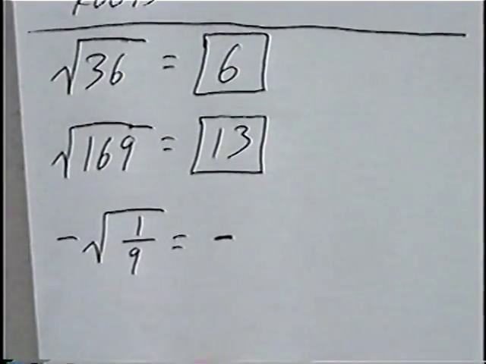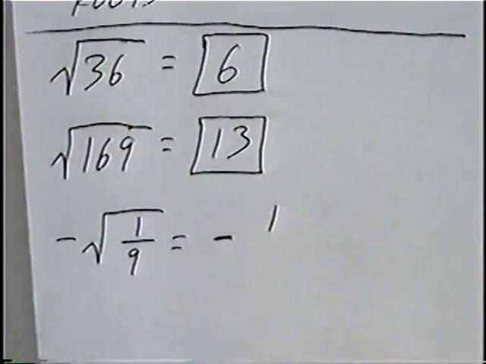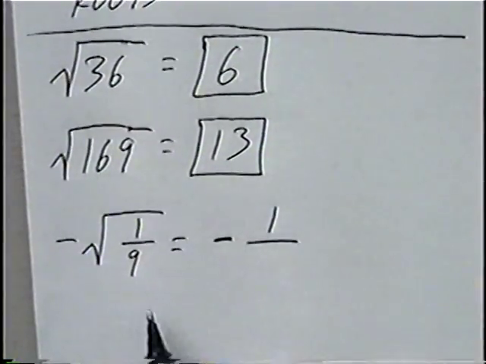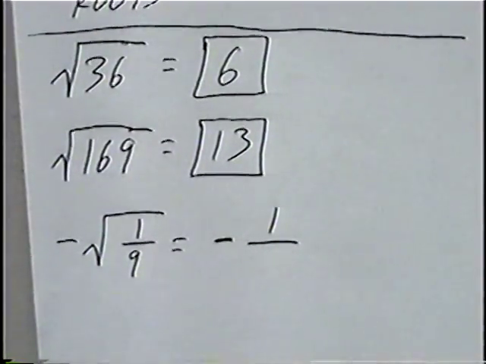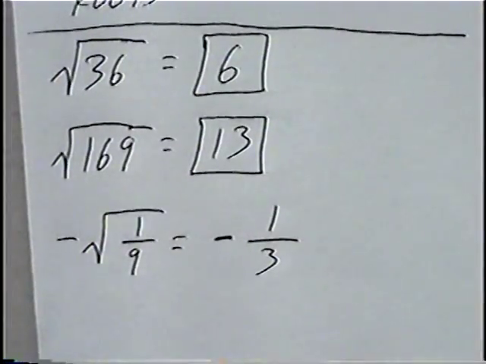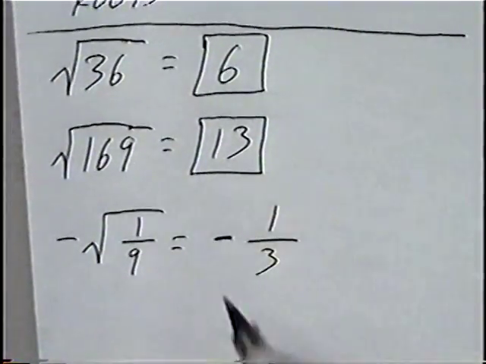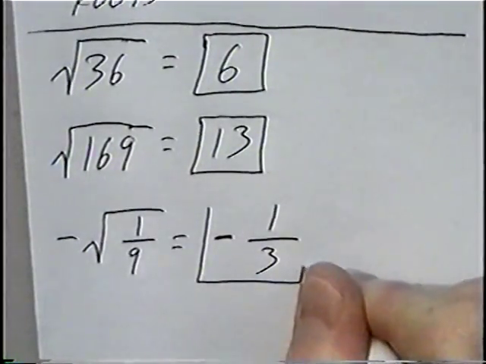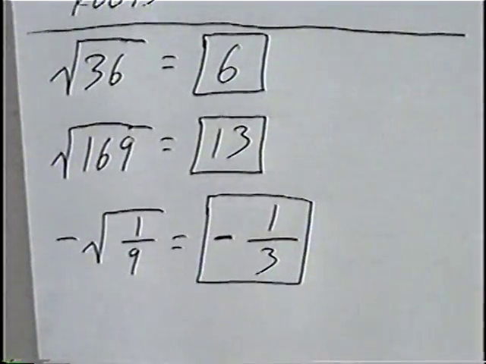The square root of 1 would be 1, since 1 times 1 is 1. And the denominator 9, the square root would be 3, since 3 times 3 is 9. Bringing the negative over again, the answer would be negative 1/3.